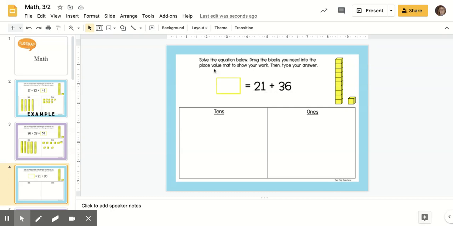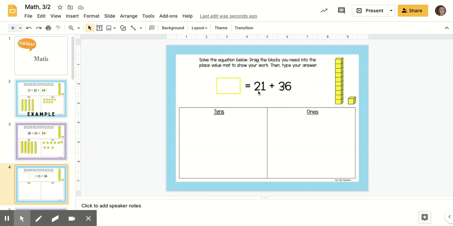Again, it's asking us to solve the equation below by dragging the blocks you need into the place value mat to show your number. Then type your answer. So I need to find this sum, even though it's at the beginning of the math sentence. That's okay. They're just trying to be a little bit tricky and put it at the front instead of at the back where we're used to seeing it.